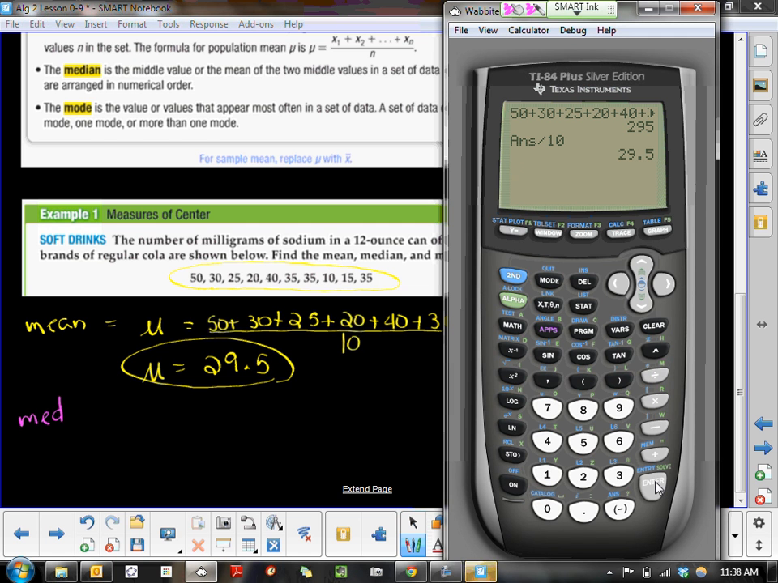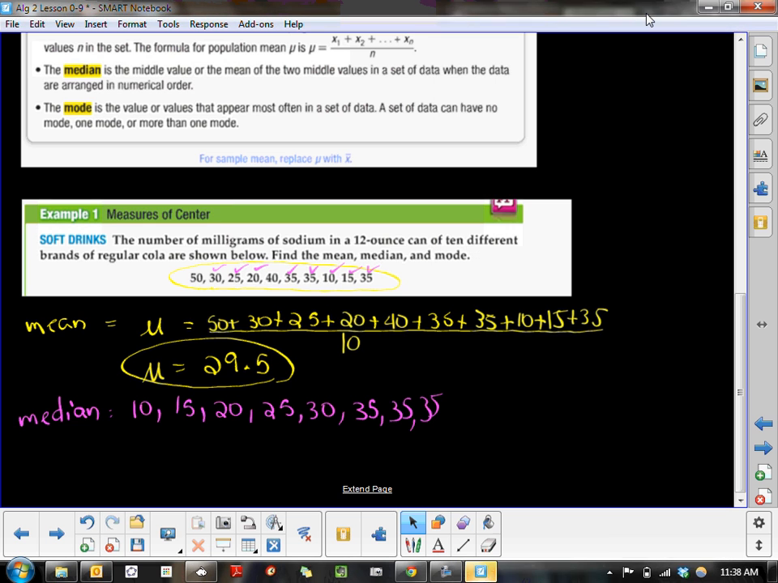Now with the median, it's relatively easy to calculate, but you've got to remember to put your data set in order. So I typically go from low to high, so I want a 10, and then a 15, and then after 15, our next largest is 20, and after 20 I think there's a 25, and then we need a 30, and then we need 1, 2, 3 35s, and after that we need a 40 and a 50.